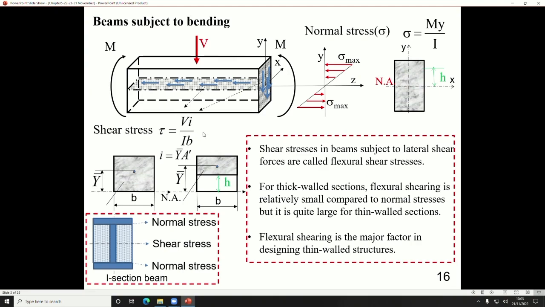And Q, the first moment of area, is the first moment of area of the part of the section which is enclosed between the top layer or free surface and the section we are interested in finding its shear stress, with respect to the neutral axis. But all the equations we've covered so far in chapter 5 are applicable to both thin sections and thick sections or solid sections.